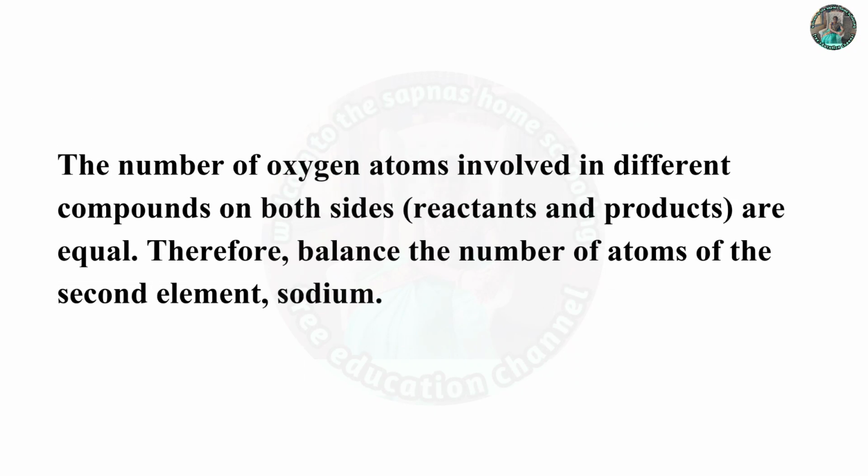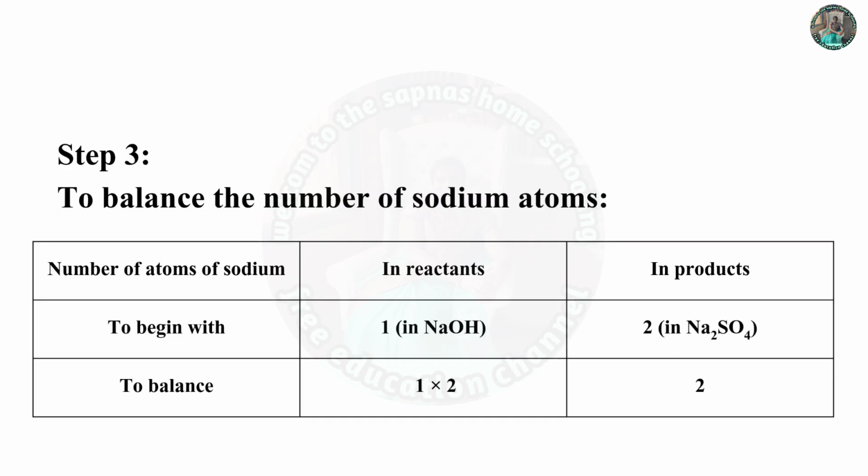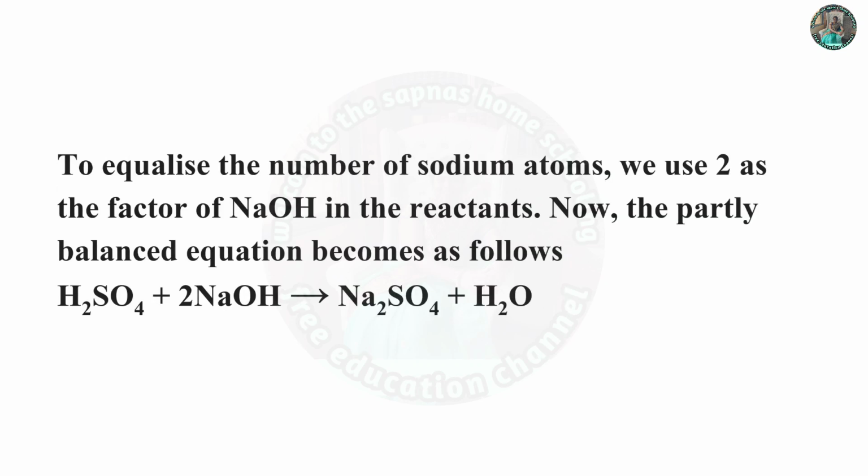The number of oxygen atoms involved in different compounds on both sides, reactants and products, are equal. Therefore, balance the number of atoms of the second element, sodium. Step 3. To balance the number of sodium atoms, number of atoms of sodium in reactant and in product. To equalize the number of sodium atoms, we use 2 as the factor of NaOH in the reactant. Now the partly balanced equation becomes as follows. H2SO4 plus 2NaOH is equal to Na2SO4 plus 2H2O.